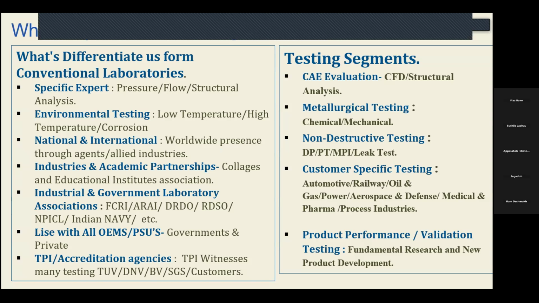And of course, there is an experienced and dedicated team that handles this separate CAE evaluation, which can reduce your number of trials, testings, and prototype testing theoretically, when you want to use that kind of service. We do the metallurgical testings, so chemical, mechanical, whatever testings there are in terms of metallurgical testing, even spectrography, micro hardness, intergranular corrosion kind of testing also we do.